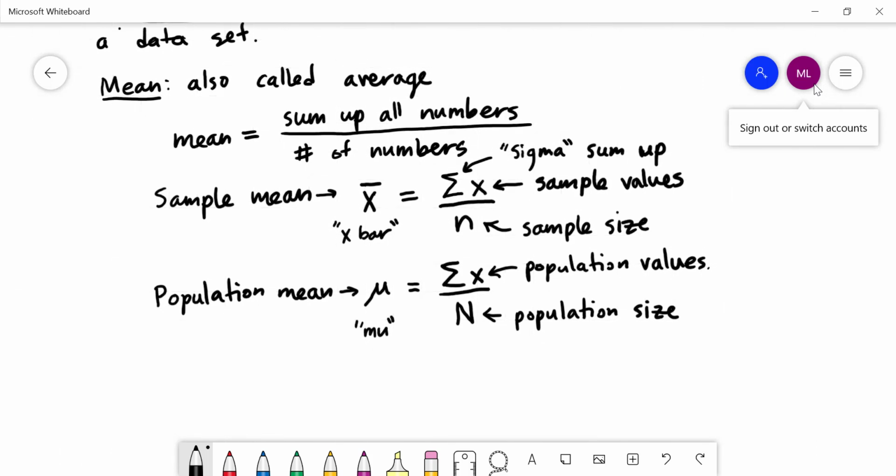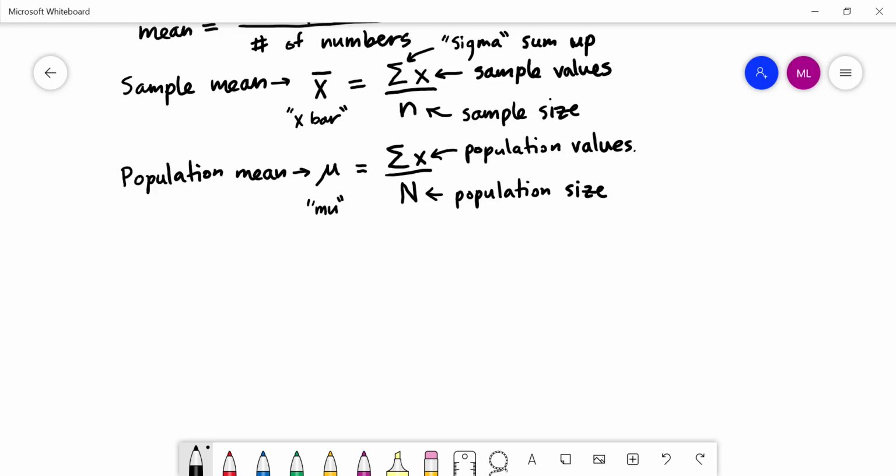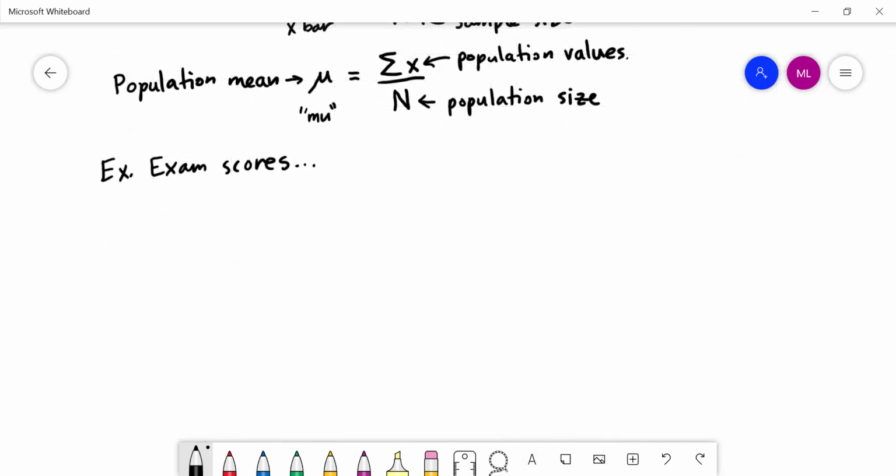So hopefully this makes some sense, and if it doesn't, let's do an example so that it can become a little bit more concrete. Okay, so let's say we're looking at a set of exam scores, and we want to find the mean of this set of exam scores. In this case, maybe those exam scores are an 80, an 89, 94, 77, and an 85. Okay, so these are all the values.